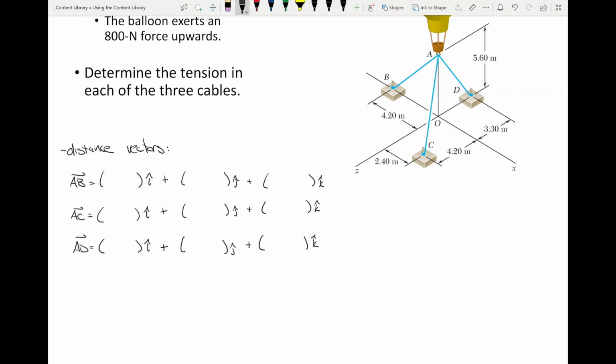The y vector, the y component. What is it going to be for each of these? Is it 5? Negative 5.6. Now 5.6, but is it positive or negative? Negative, because we're going from A to B, A to C, A to D, and we're going to go down. So this is going to be negative 5.6. Does everybody see that we're going down? Any questions on that?